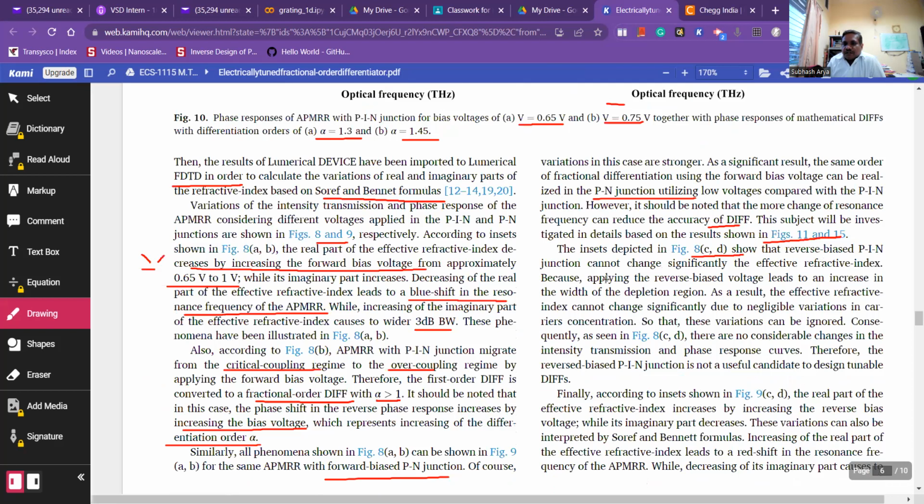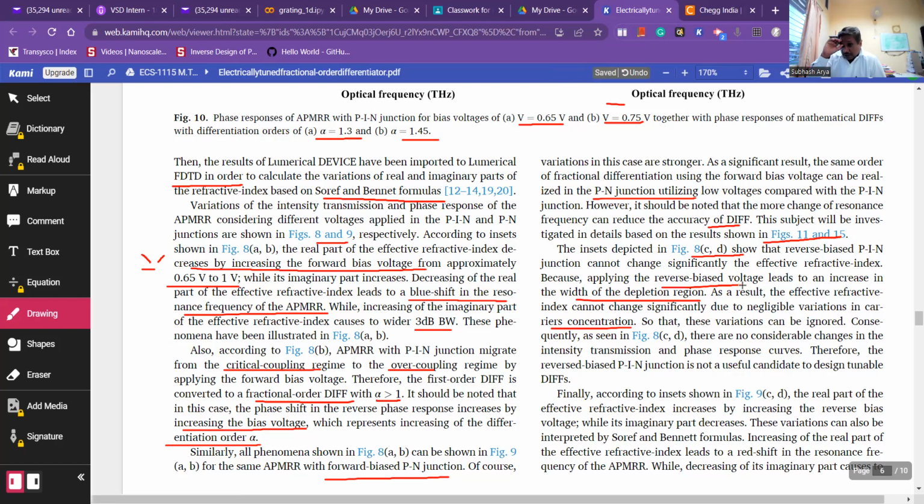So yeah, reverse bias, because applying the reverse bias voltage leads to an increase in the width of the depletion region. As a result, the effective refractive index cannot change significantly due to negligible variation in the carrier concentration. So this is called reverse bias PN junction.